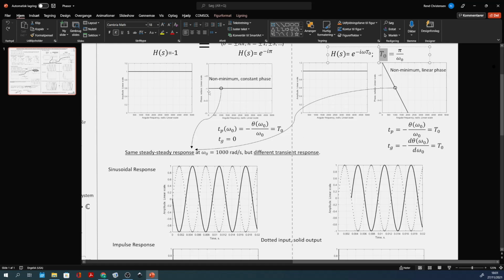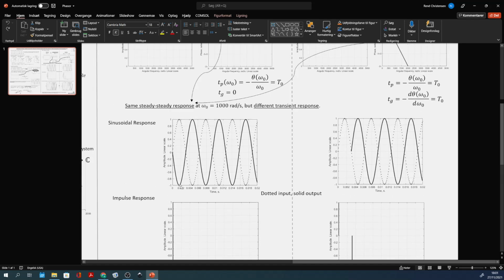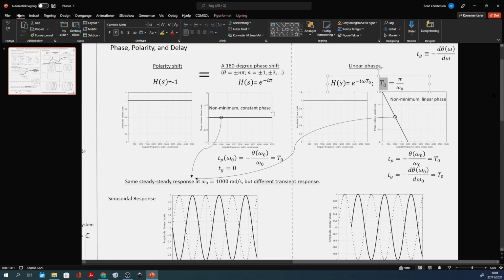We're trying to figure out, is there a phase that is equivalent to a polarity flip? And there is, and it's this one. It's exactly the same thing. So if you look at the impulse response, you might be able to see there's a dotted line here. So we have an impulse right at t equal to zero. The output is also an impulse, but it's just negative. As we would expect from just changing two wires, this is what we get from this transfer function here.